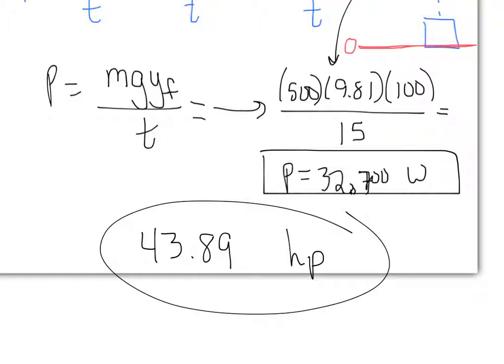It's a person standing there doing this. They'd have to turn for like an hour to get someone to move up that far. Whereas 44 horses could do that in 15 seconds. Either way, we're not going to use horses or manpower. We use electrical power to do that.